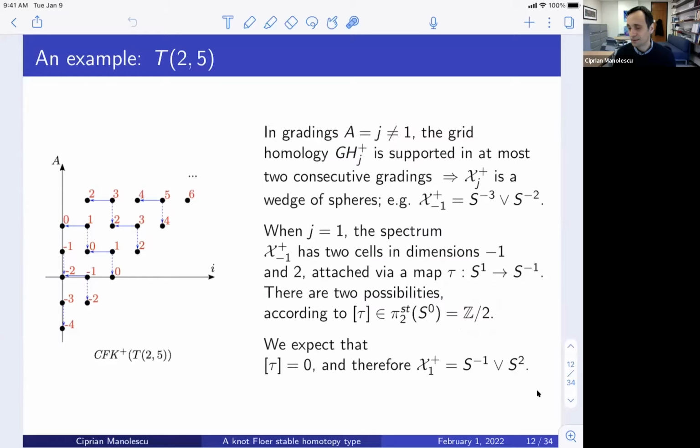I should say we did not compute this. We're hoping to write a computer program soon, but the expectation is that in this case, this is zero. Just based on what happens in holomorphic geometry, we're guessing that this is zero, and therefore it's a wedge of spheres in that degree as well.